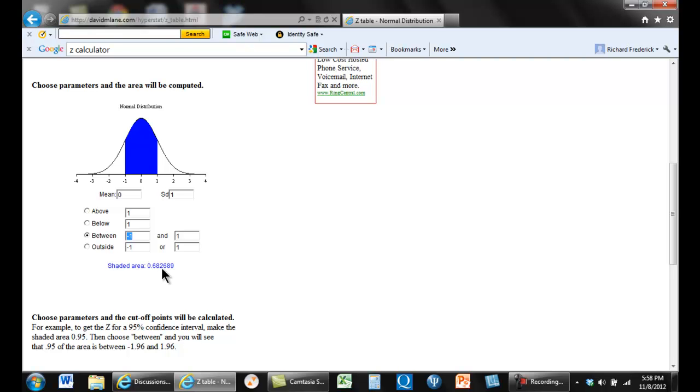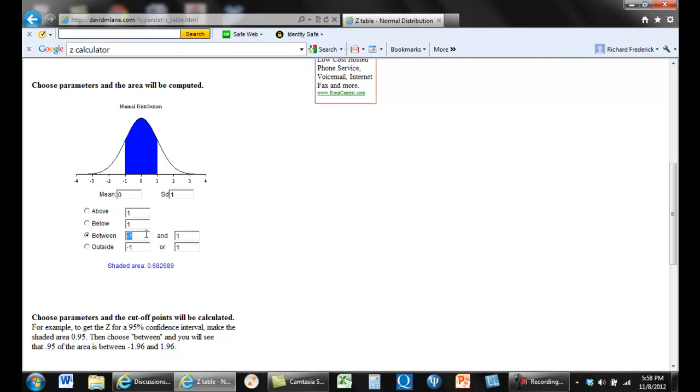The shaded area is 68% of the area under the normal curve. So if 68% of the normal curve is between -1 and 1, what we really say is there's a 68% chance that any score randomly chosen here will be very close to the mean, within 1 standard deviation.